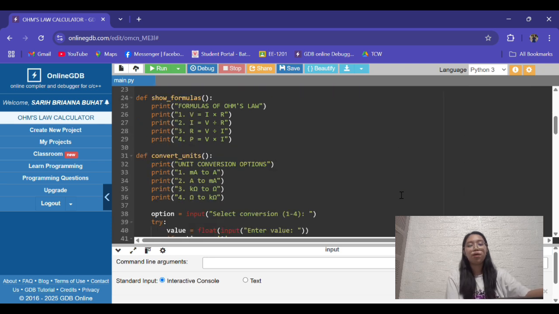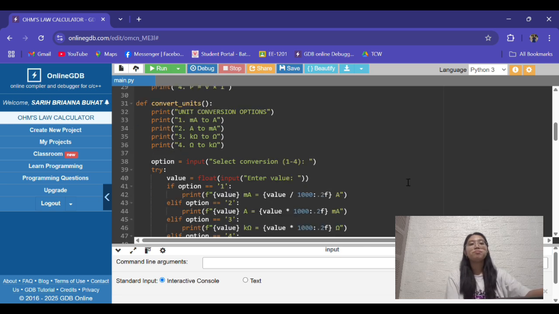Next, the showFormulas function. It presents the most common formulas used in Ohm's law. This includes voltage equals current times resistance, current equals voltage divided by resistance, resistance equals voltage divided by current, and power equals voltage times current.